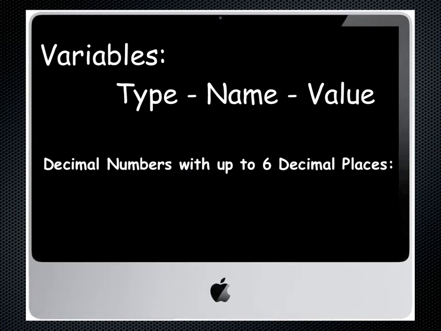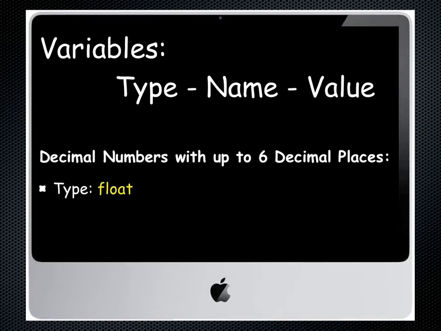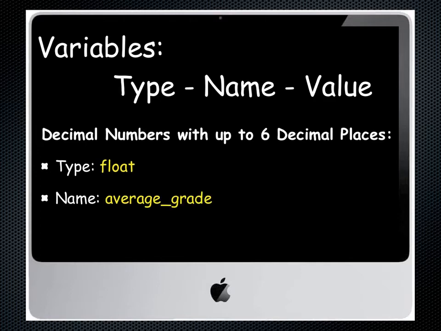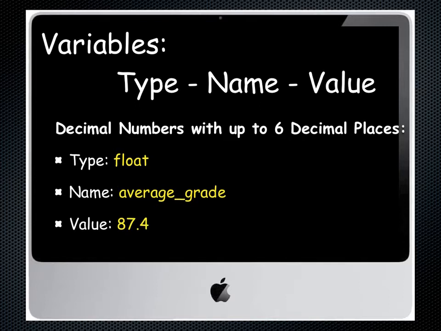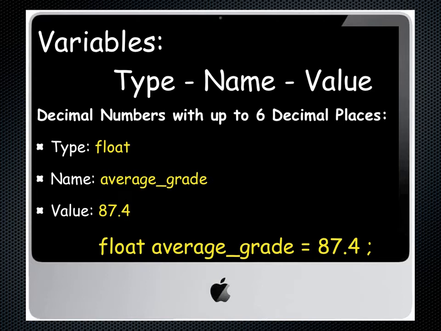We might also want to store decimal numbers with up to 6 decimal places. We call those float variables, and a typical value we might want to store could be the average grade for a student in a class. And a typical value for that grade could be 87.4%. So our line of code to declare this variable would look like this: float, the type, average_grade, the name, equals 87.4, and we follow it with a semicolon.